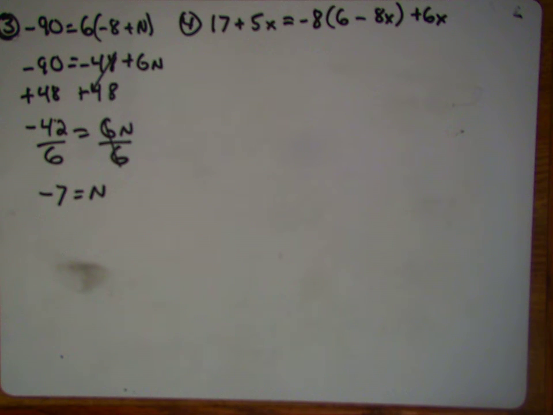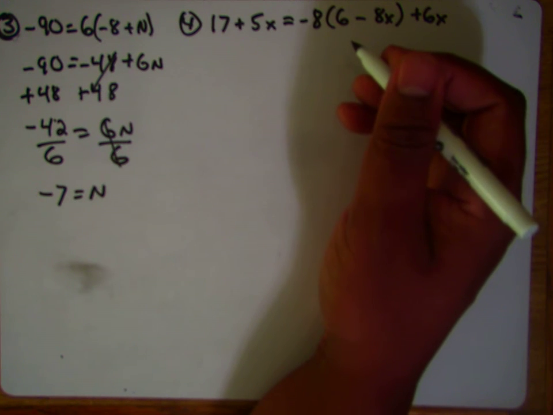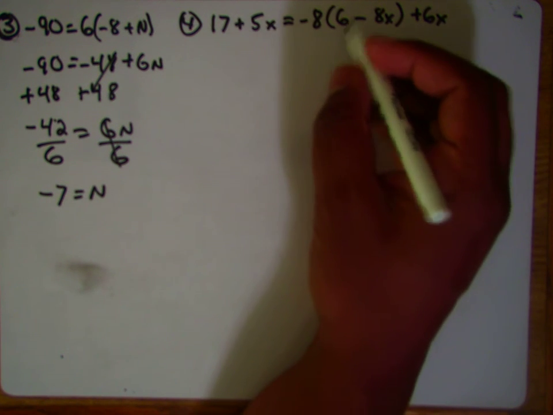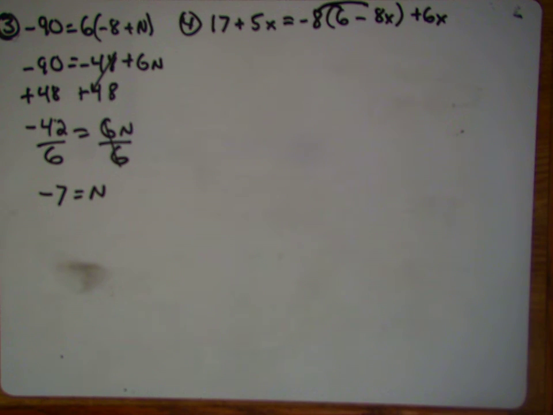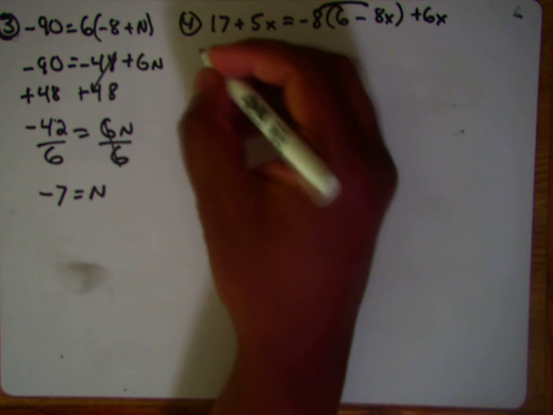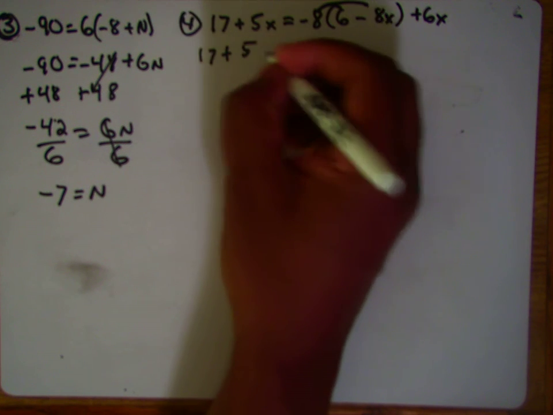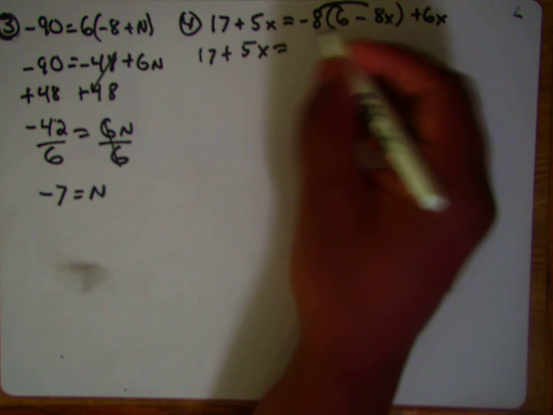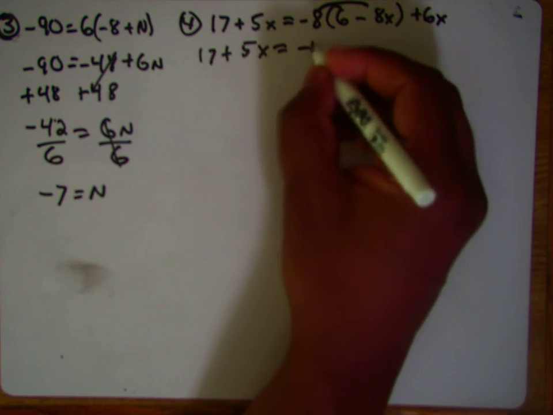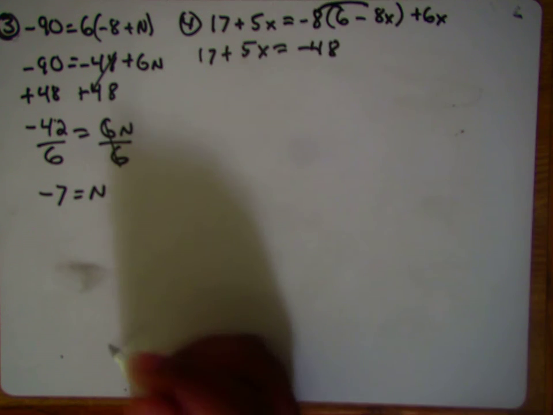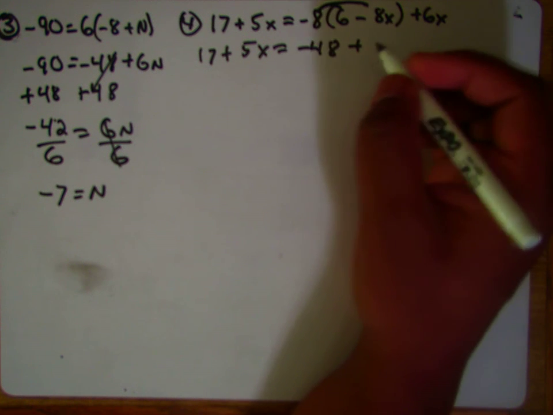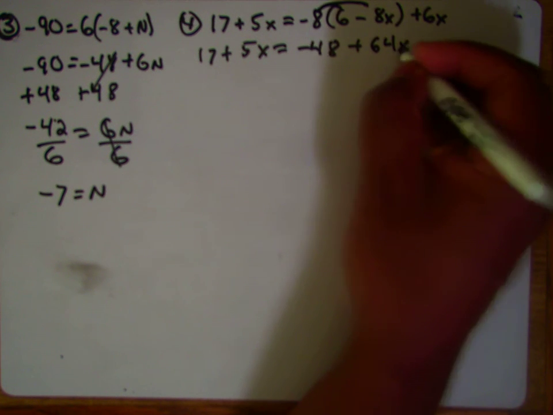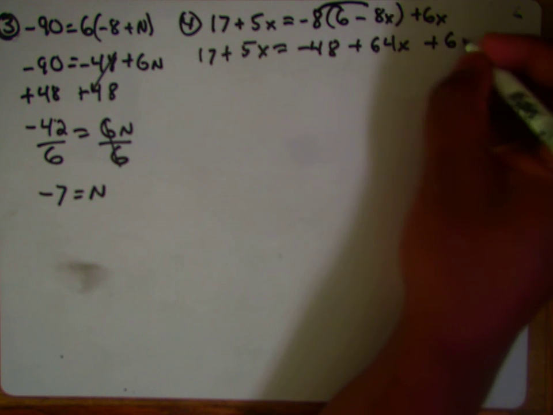Okay, so our next problem here seems pretty big, but just take one step at a time. First thing we want to do is deal with these parentheses. We're going to distribute our 8 here. On my left side, I'm just going to bring down 17 plus 5x, just like we have. It's going to be equal to negative 8 times 6, which would be negative 48. Negative times a negative is a positive, and 8 times 8 is going to get us 64x plus 6x.